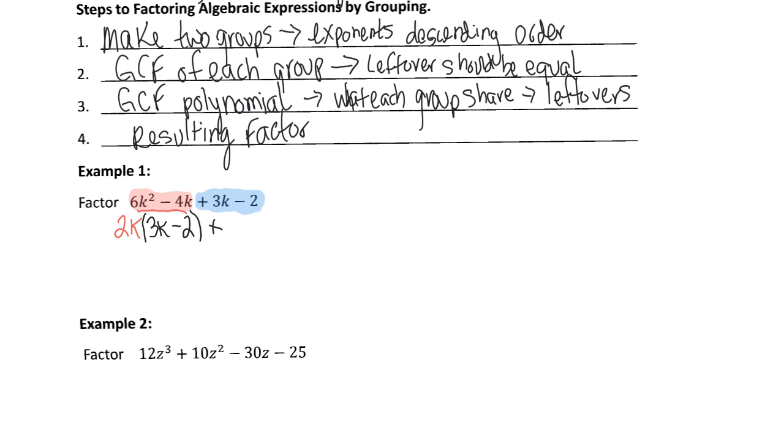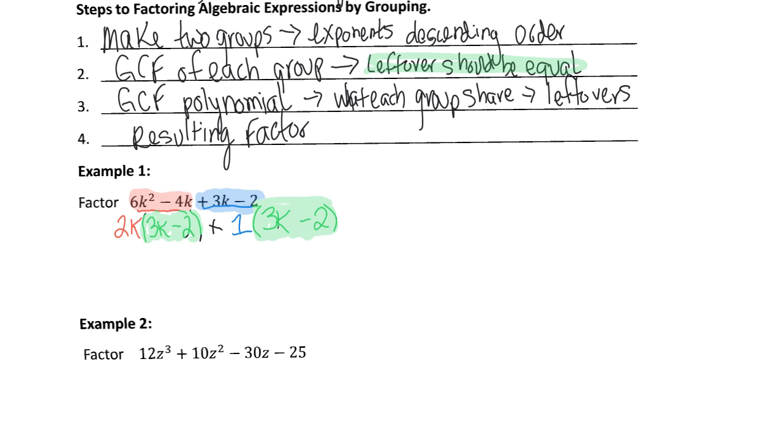Now I have to look at this next group. So I'm finding the GCF. Is there a GCF between 3k and a -2? You may be thinking, no. But there is. It's the number 1. So we can take a 1 away from both of them, which doesn't really do anything, but that's okay. So when we divide each one by 1, we're left with 3k minus 2. And as I said, our leftovers should be equal. Are our leftovers equal? Is 3k minus 2 equal to 3k minus 2?